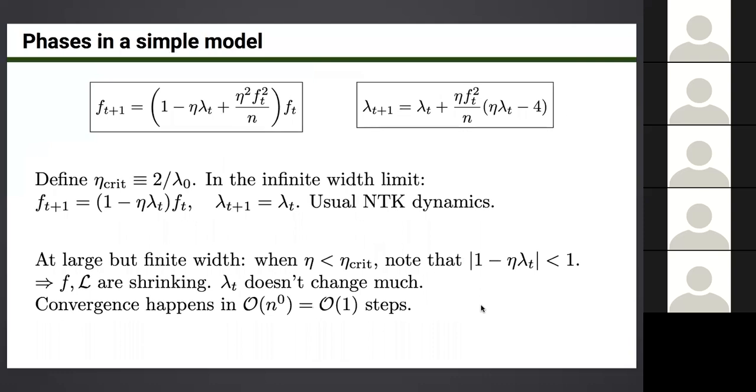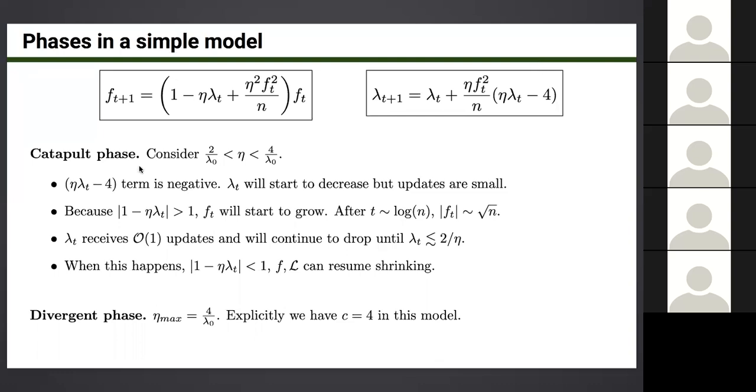When eta is less than 2 over lambda naught, essentially lambda is constant or gets corrected in a power series in 1 over n. Now for the catapult phase, why is this setting different? What's different here is how this first term behaves. Now this term in magnitude is larger than 1. So at initialization, imagine this term is of order 1 over n. It's small because f0, I said, was of order 1. This multiplicative term in magnitude is larger than 1. So f starts to get multiplied by these factors that are larger than 1, and it starts to grow.